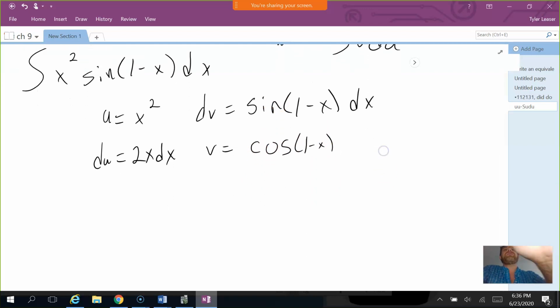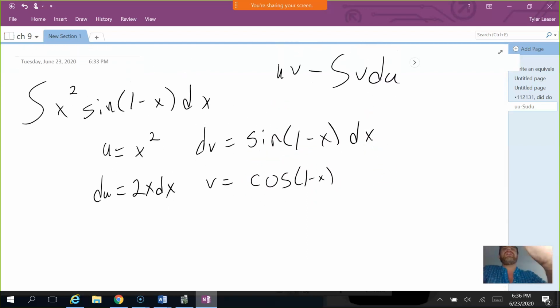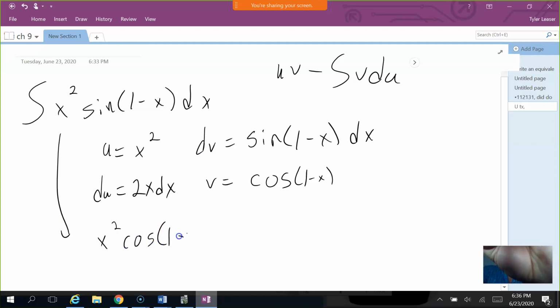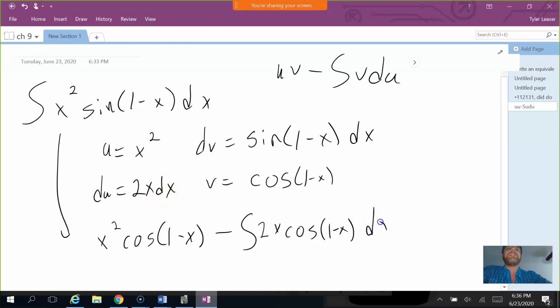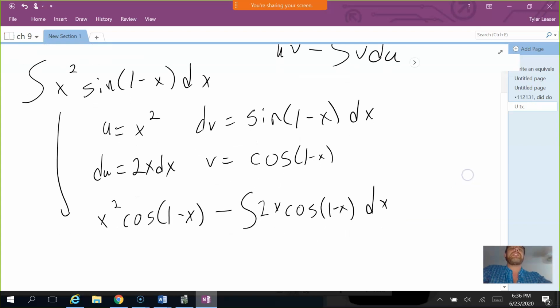All right, now that we have this, we're going to plug that into my formula up here. So u times v comes out to be x squared cosine of 1 minus x. And that's going to be minus the integral of v, cosine of 1 minus x, times du, which is 2x dx. I'm going to put that 2x in front and the dx in the back, just because that's how I like to write them.